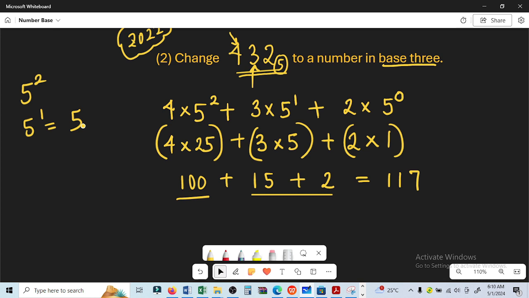Now you've changed this to base 10. And then, why is this a base 10 number? It's base 10 because, you know, we have 10 digits.